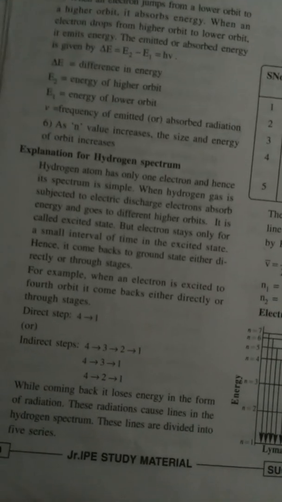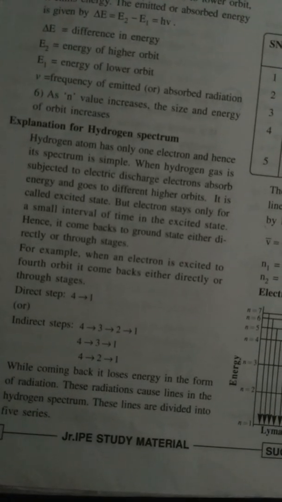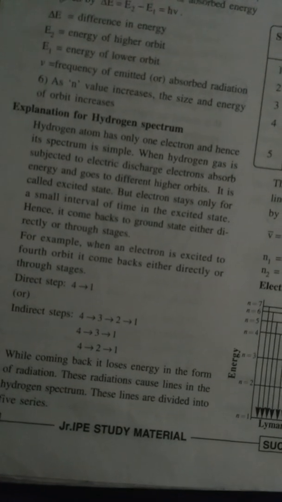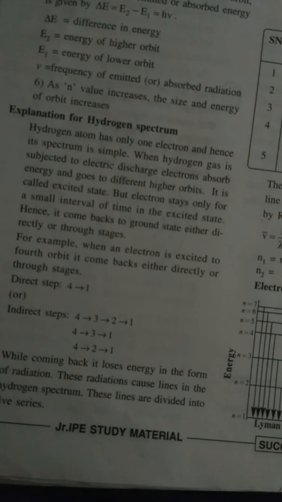Explanation of the hydrogen spectrum. Hydrogen atom has only one electron and hence its spectrum is simple. When hydrogen gas is subjected to electric discharge, electrons absorb energy and go to different higher orbits. It is called the excited state.